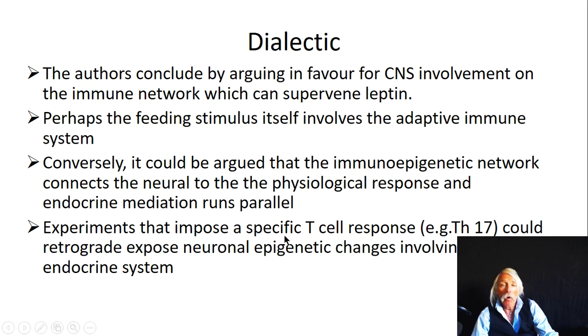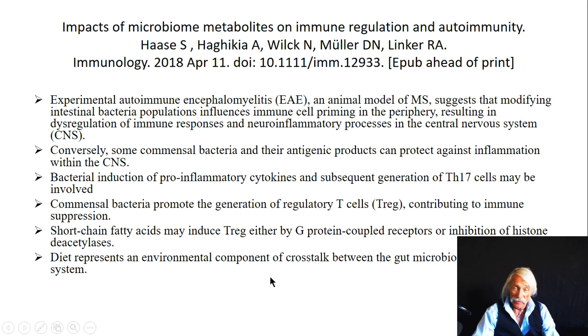Now, experiments that impose a specific T cell response, for example, Th17, which we talked about a little bit in this paper. This is the idea I have. Could retrograde, like going back, the neuronal epigenetic changes involved in the endocrine system, such as a Sirtuin lack of expression. So, guess what?